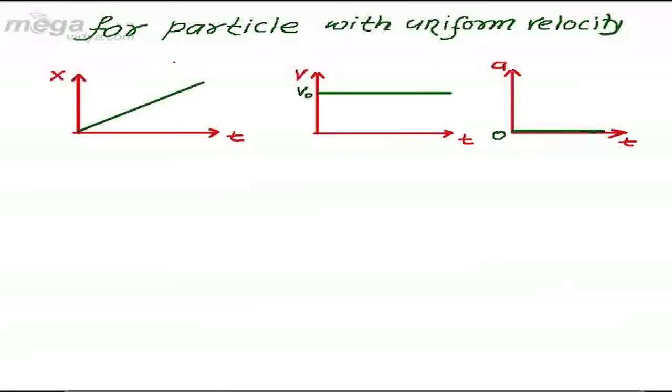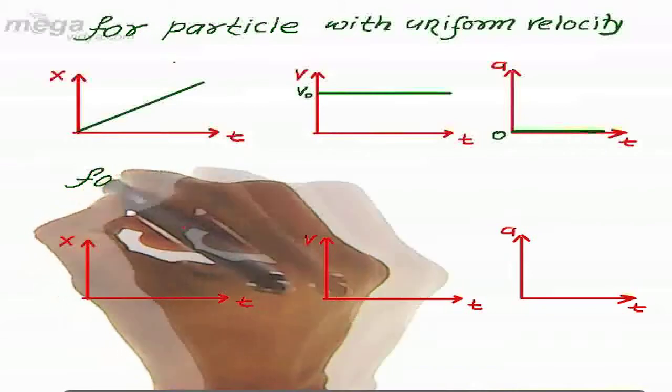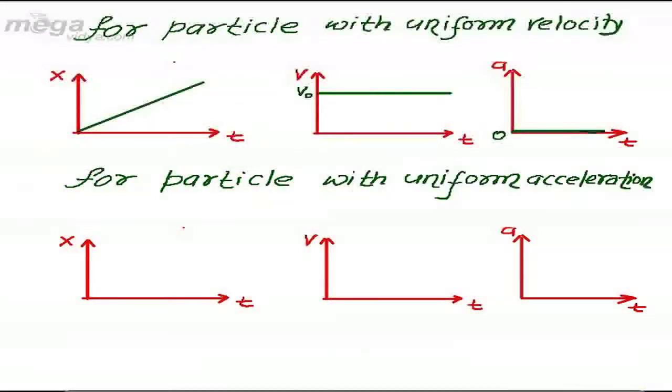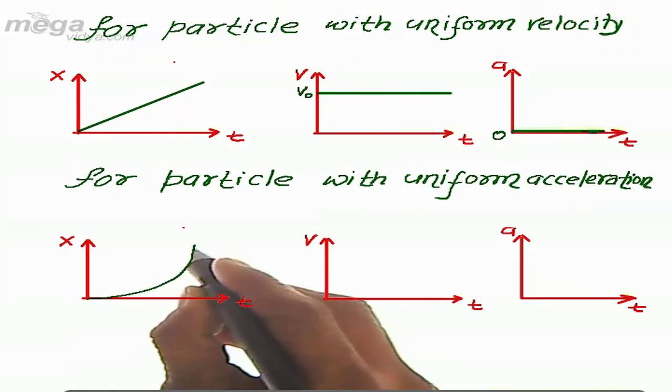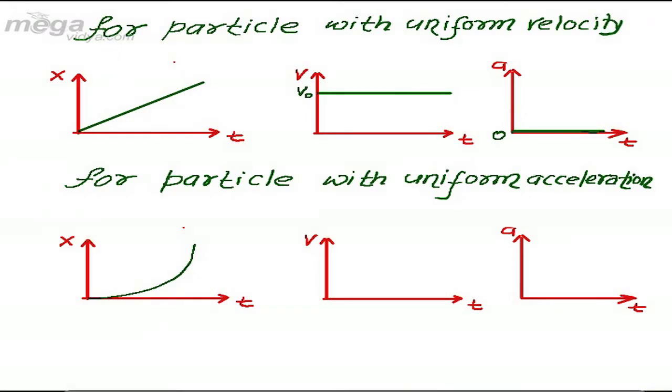Now, if we draw the same curves for a particle moving with uniform acceleration. So for a particle with uniform acceleration, these three graphs will acquire a shape. For a particle moving with uniform acceleration, these curves will acquire the shape like this. Position is changing non-uniformly with time.